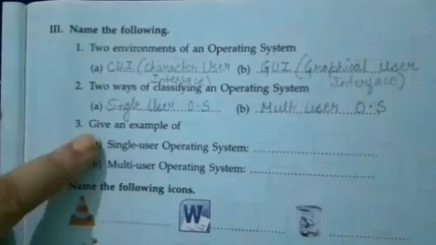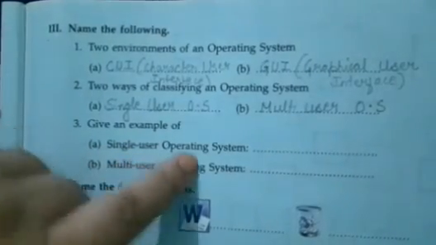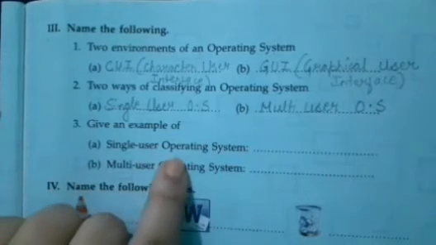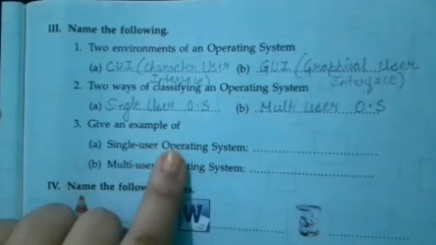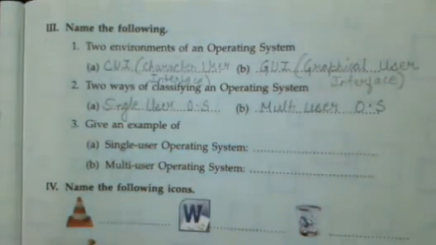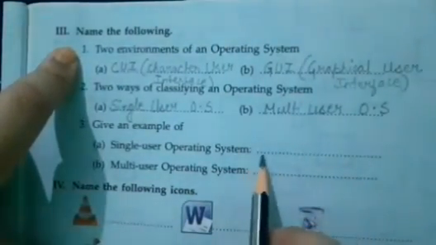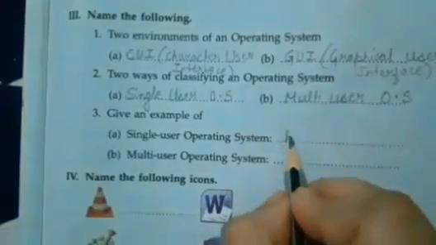Now children, come to the next question. Give an example of single user operating system. Now what are single user operating systems? Children, these kind of operating systems allow one person at a time. So you can write down the example like Windows.